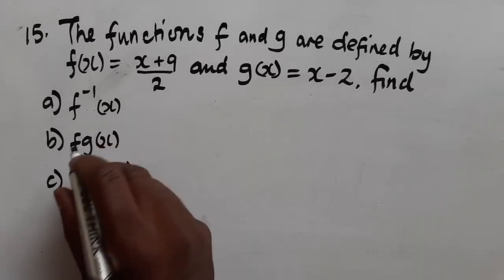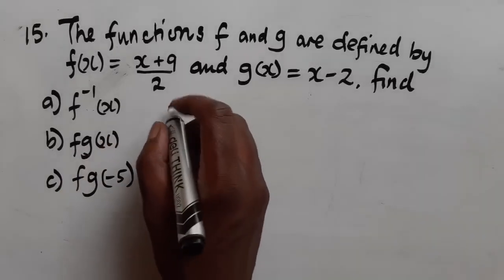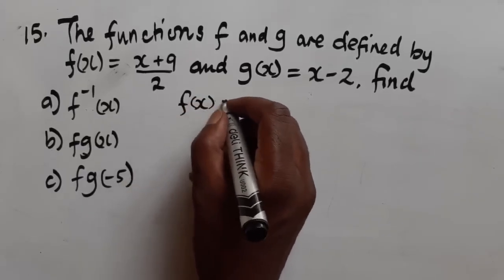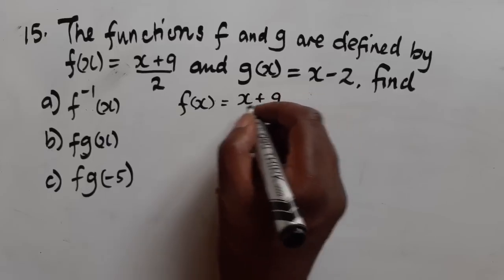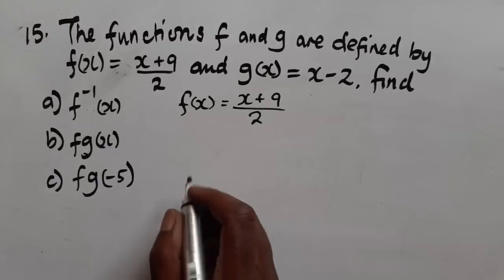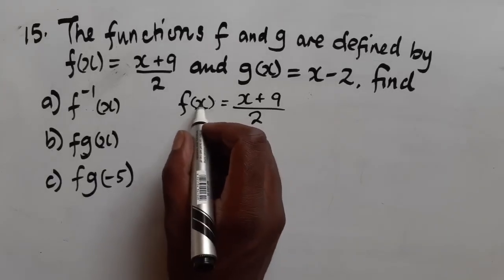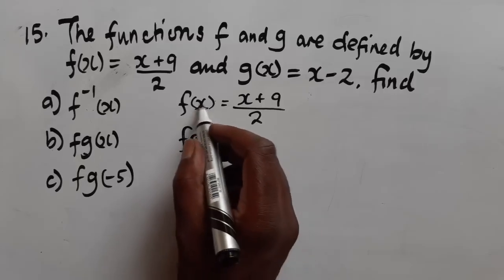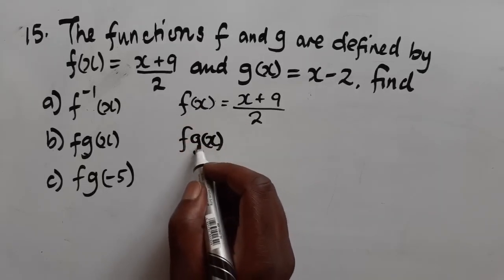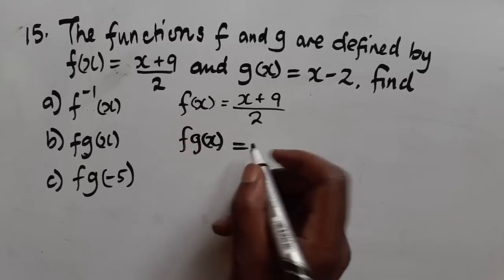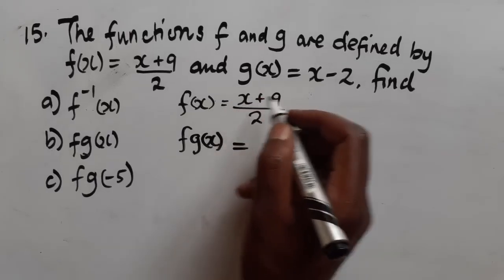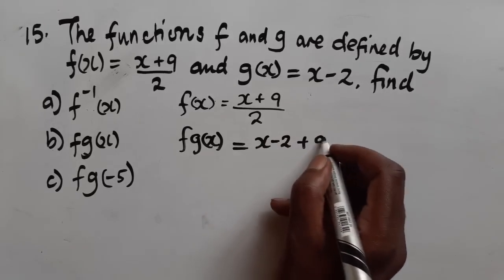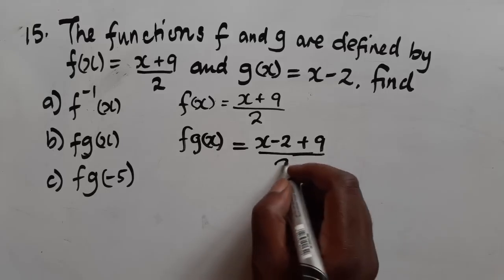So the second one is a composite function. We have f(x) equals (x plus 9) over 2. Look at x. So when we say f(g(x)), it means that where there was an x here, we put g(x). So here where we have an x, what are we going to put? x minus 2, then plus 9 over 2.